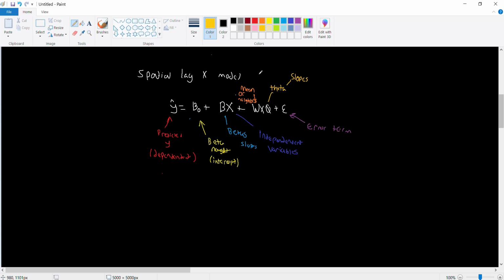Okay? So hopefully this makes sense. We're going to be going through a worked example and how we interpret these results momentarily. But again, this is just the general equation, making sure that you understand the difference between the betas and the independent variables and the weighted neighbors and the thetas.